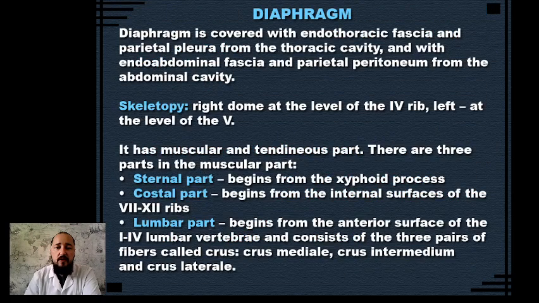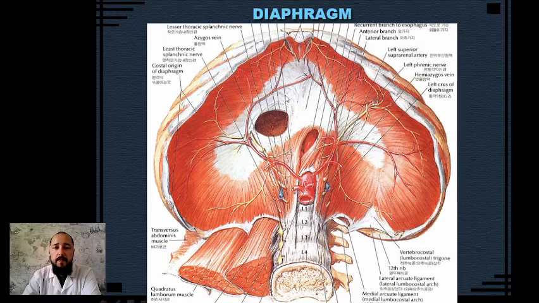Okay, let me show it. So here are the sternocostal trigonums. From the left side, it is the trigonum of Larrey. Here it is, a fissure. And from the right side, it is the trigonum of Morgagni. Here it is.